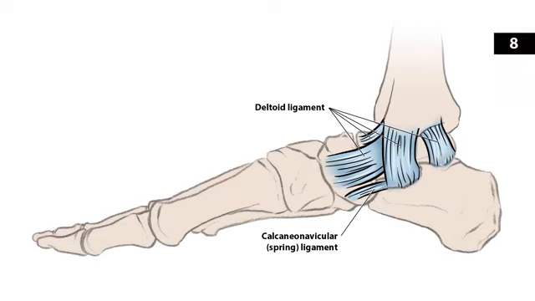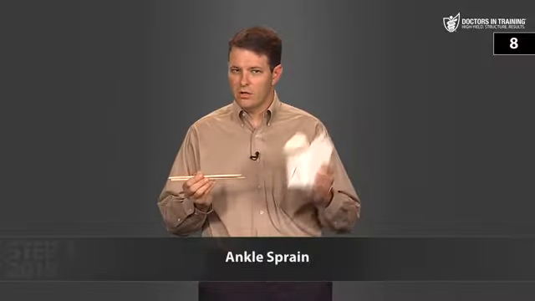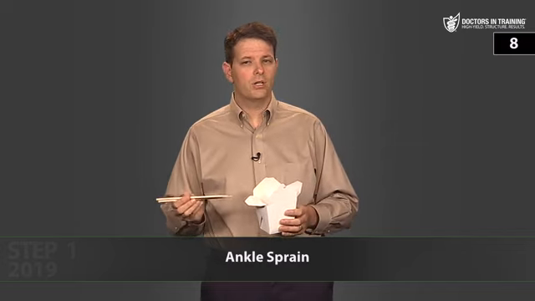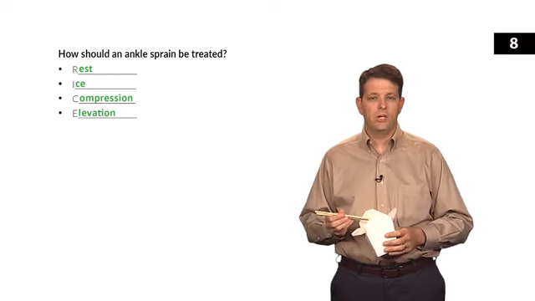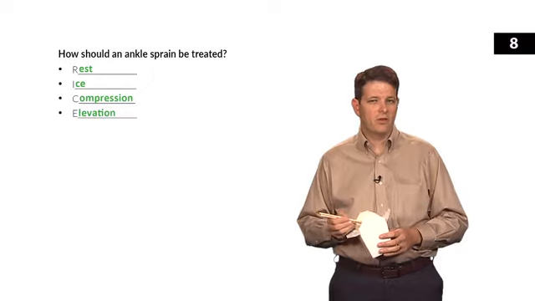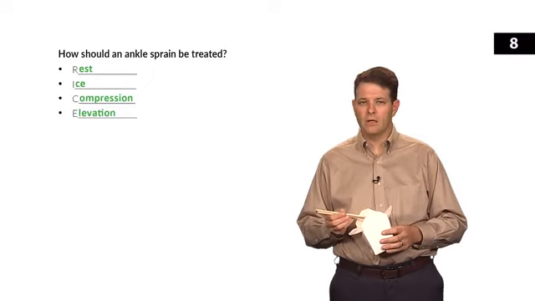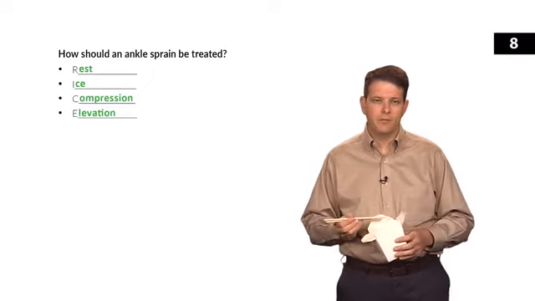Now in the study guide it asks, how should an ankle sprain be treated? And the mnemonic is RICE. Rest, ice, compression, and elevation. You have the patient rest the foot by using crutches until they're able to bear weight and walk with a normal gait. They never do that, but that's the recommendation.